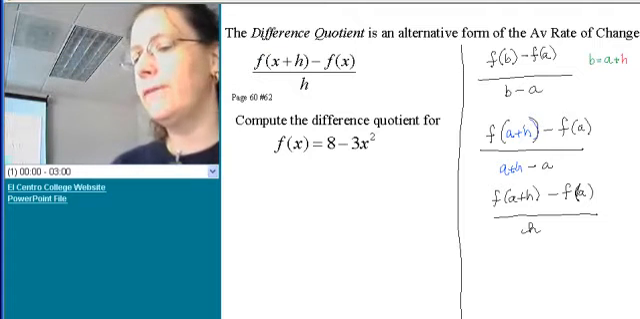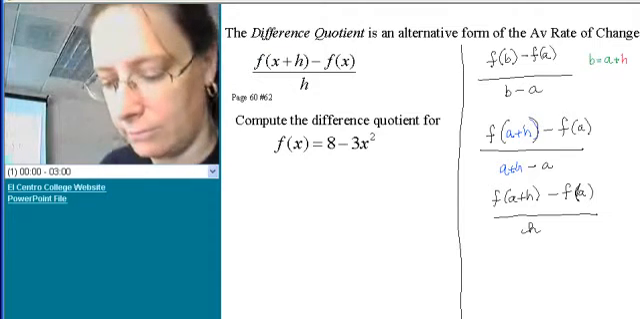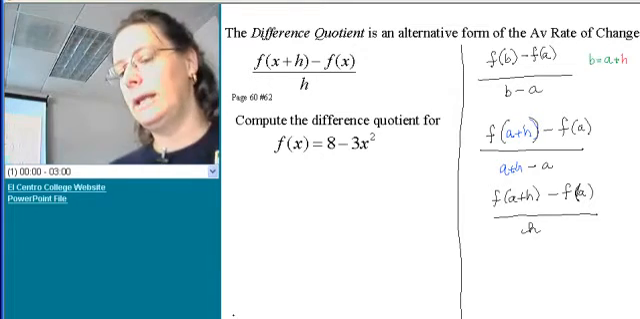So let's compute the difference quotient. Oh, you guys need, I guess, what I have for you. I do have these run off. Go down and get those.